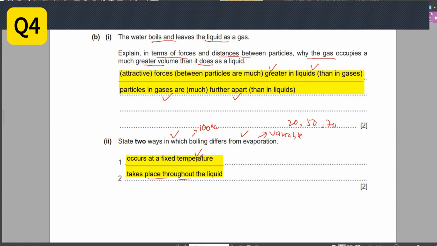Boiling takes place throughout the liquid. So when we have boiling, we have the bubbles coming from the whole liquid. So it happens throughout. Evaporation only happens on the surface.